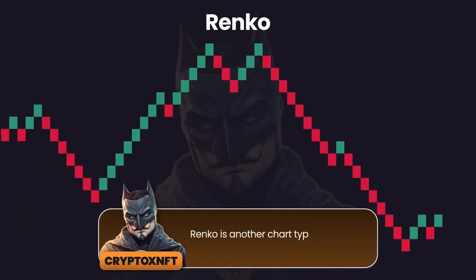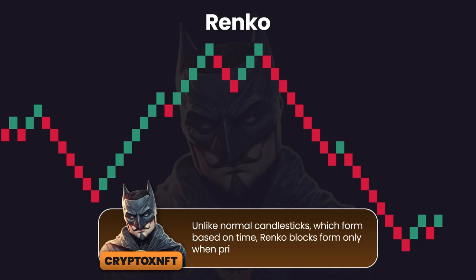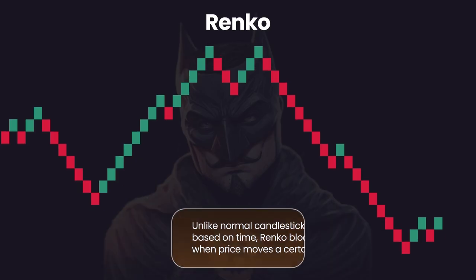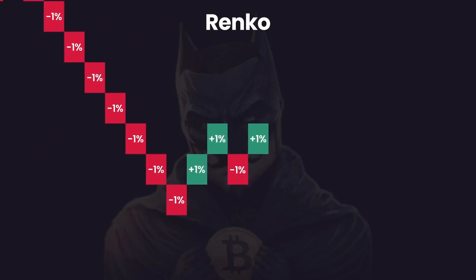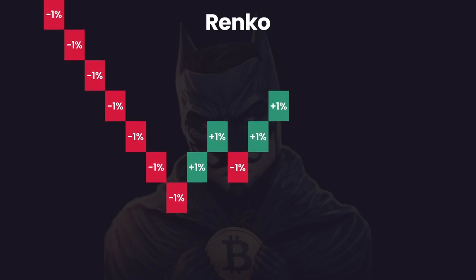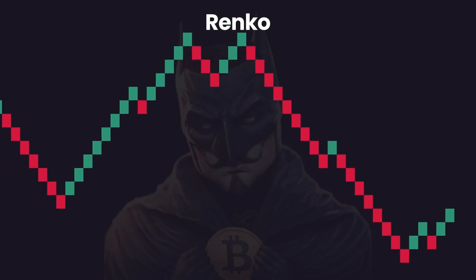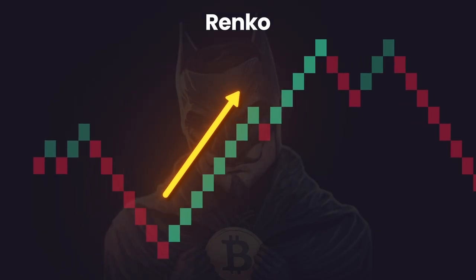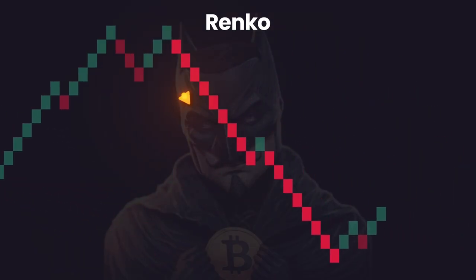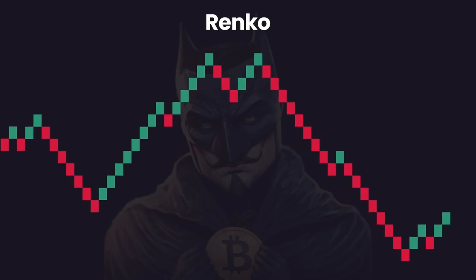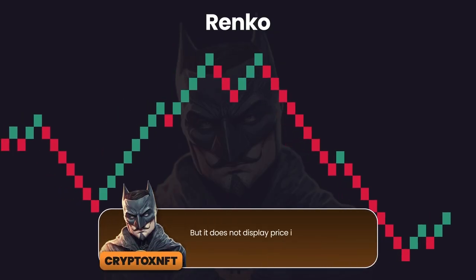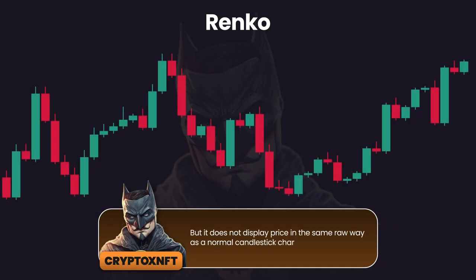Renko. Renko is another chart type that filters out market noise. Unlike normal candlesticks, which form based on time, Renko blocks form only when price moves a certain amount. For example, if the Renko setting is based on a 1% move, a new block will only appear after price changes by 1%. This makes trends easier to read. Green blocks suggest bullish movement, while red blocks suggest bearish movement. Just like Heikin Ashi, Renko is useful for visual clarity, but it does not display price in the same raw way as a normal candlestick chart.